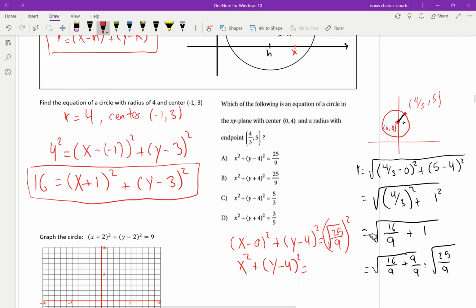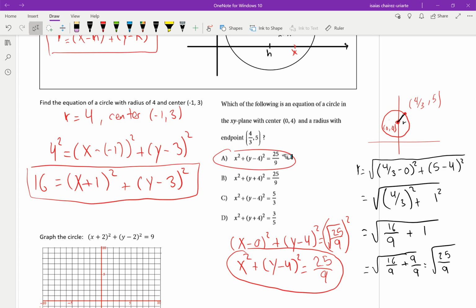And now, what happens if you square a square root? They're kind of inverses of each other. So then the square root goes away, and also the exponent goes away. So this just becomes 25 over 9. So be careful here. The square root is gone because we have to square it. So I think this is the equation of the circle that we want. So now what choice should we make then? I think our answer is A. Alright, so hopefully we agree on this.